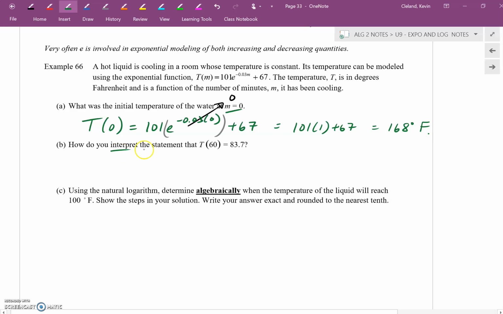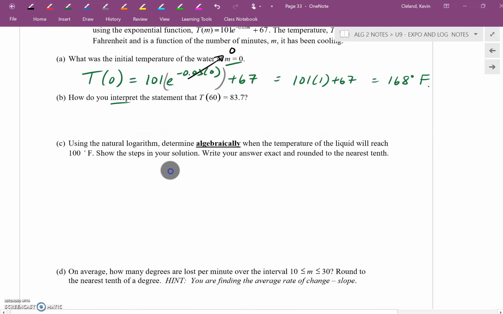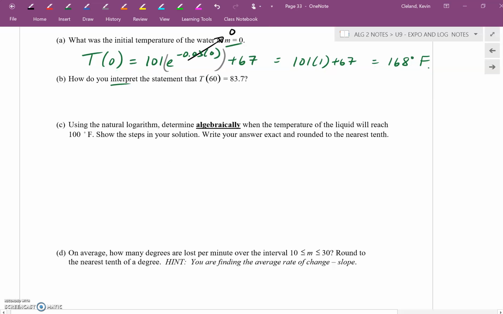How do you interpret the statement that T(60) = 83.7? Whenever you see interpret, they want you to put it in words in the context of the story. So we have to talk about temperature, and we have to talk about time. So I would say at the 60th minute mark, the temperature was 83.7 degrees Fahrenheit.